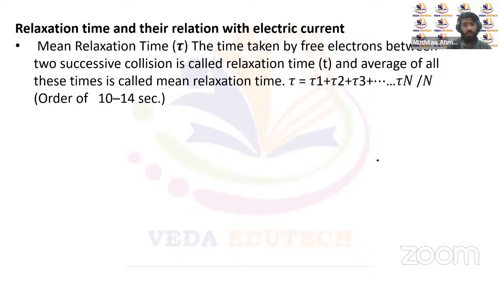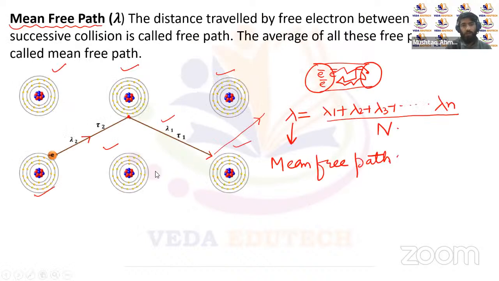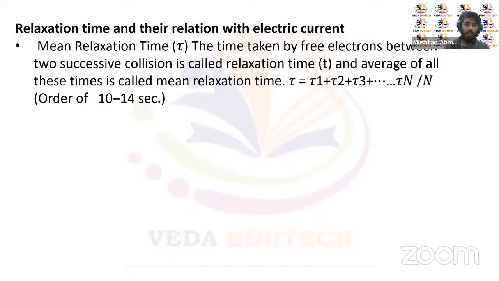Similarly, we define the relaxation time, and its relation with electric current will also be defined. You can see here there is a time taken by this electron between two successive collisions, and this time is different for two different successive collisions. The time taken for the first collision is tau 1, and for the second collision is tau 2. It means that for each successive collision, the time taken by this electron will be different, right? That's why we define an average time, or we can say the mean relaxation time.